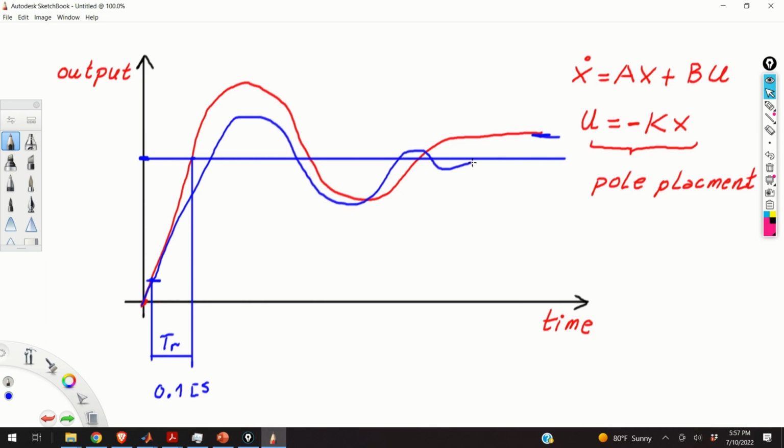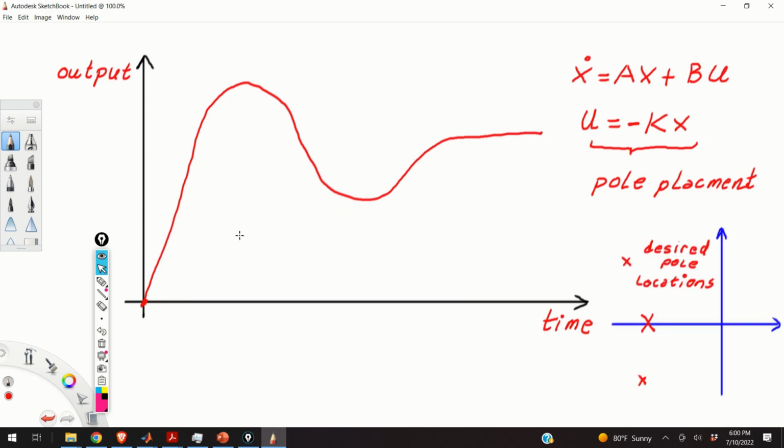And then asymptotically, we should approach our reference signal. In your introductory course on control systems, you have probably heard of a pole placement problem and the possible solutions. It is okay if you didn't hear about the pole placement problem and how to assign the poles of the system. You will learn these topics in this video.